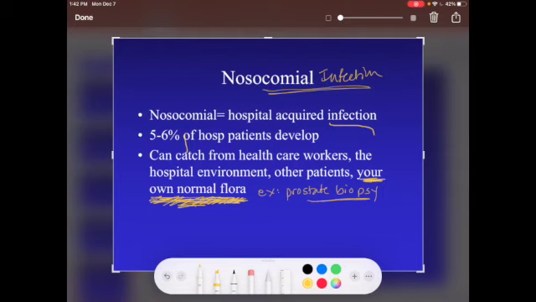It's fine if those microbes are in the gut. That's where they live. That's their home. That's where they do their job. But they're not supposed to be in the prostate, and they can cause a really bad prostate infection.